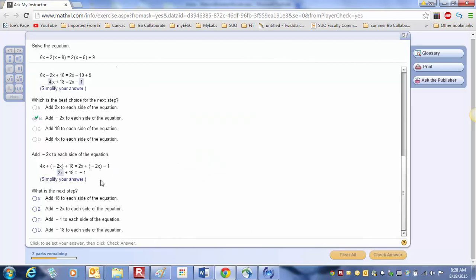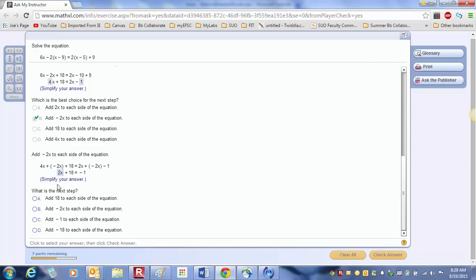Okay, the next step, I want 2x by itself. Since my target is to isolate x, I would like to move 18 to the right. The best way to move 18 to the right is by adding negative 18 to both sides. So here we go. Add 18 to each side. It's not going to help, because if you add 18, you're going to get 36. It's not going to cancel.